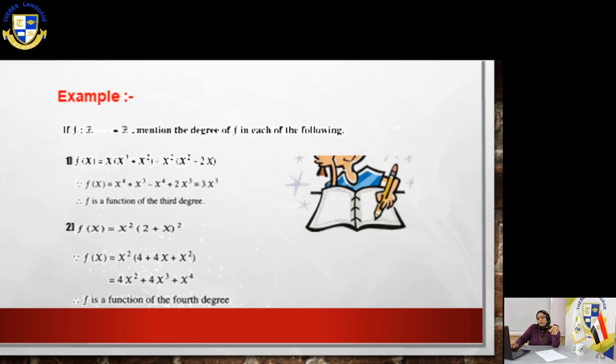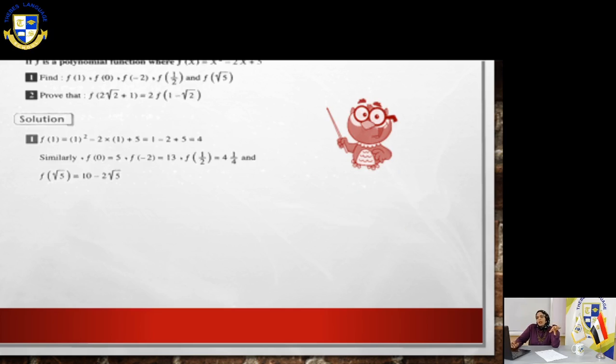Let's move to slide number 8. We have here another example. If f is a polynomial function where f of x equals x to the power 2 minus 2x plus 5. Number 1, find f of 1, f of 0, f of negative 2, f of half, and f of root 5. Number 2, prove that f of 2 root 2 plus 1 equals f of 1 minus root 2.